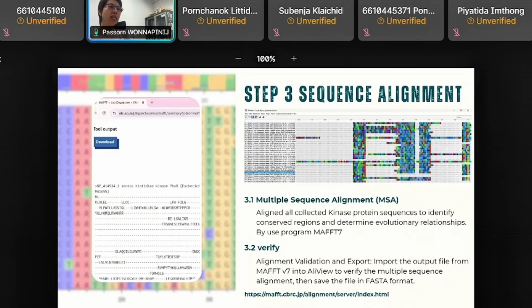And why did you select histidine kinase? There are multiple types of kinase, right? Yes. Why did you decide to analyze histidine kinase? The first try was the pyruvate kinase, and there are two in E. coli, and there is only one in Mycobacterium.